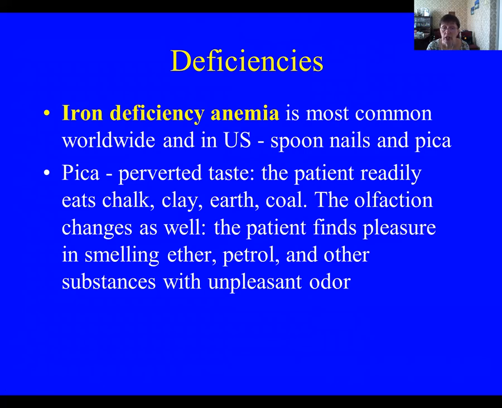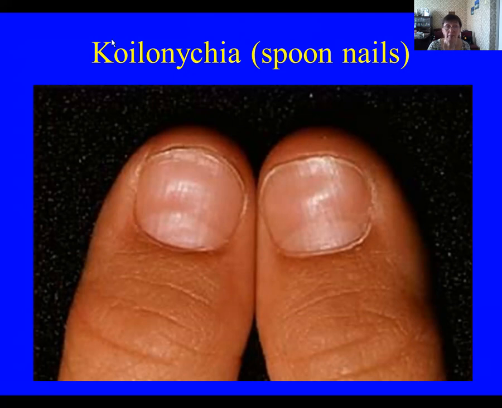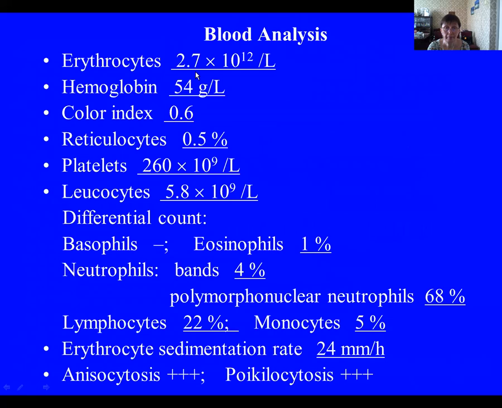The olfaction changes as well. The patient finds pleasure in smelling ether, petrol, and other substances with unpleasant odor. Here we see the picture of spoon nails, or the medical term is koilonychia. And let's look at the blood analysis of the patient with iron deficiency anemia.